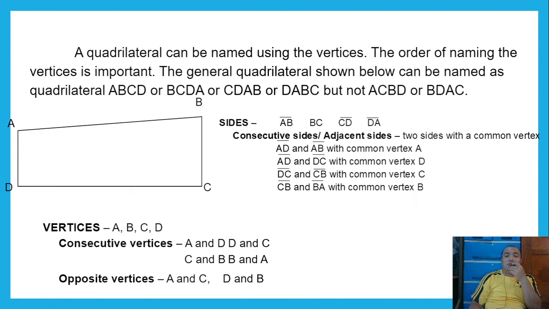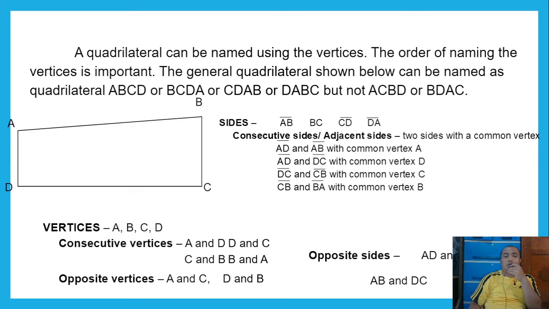Now, what are the consecutive sides or the adjacent sides in quadrilateral ABCD? AD and AB are consecutive sides. Common vertex, point A. AD and DC are also consecutive sides. Common vertex, point D. DC and CB also are consecutive sides. Common vertex, point C. And CB and BA are consecutive sides. Common vertex, point B.